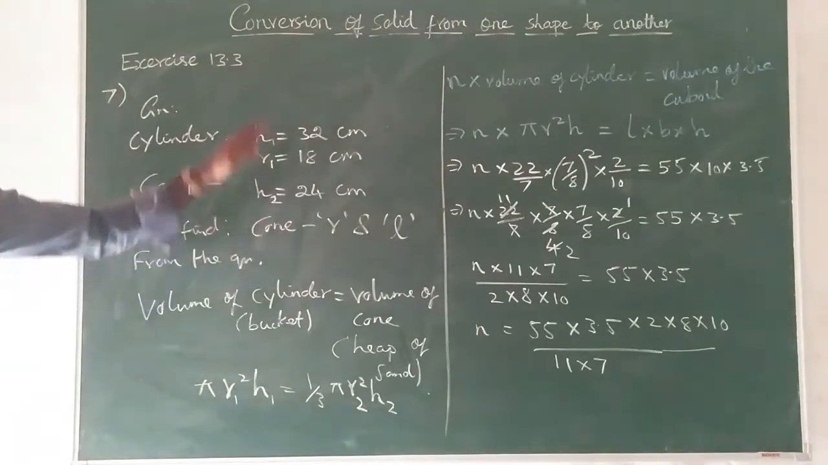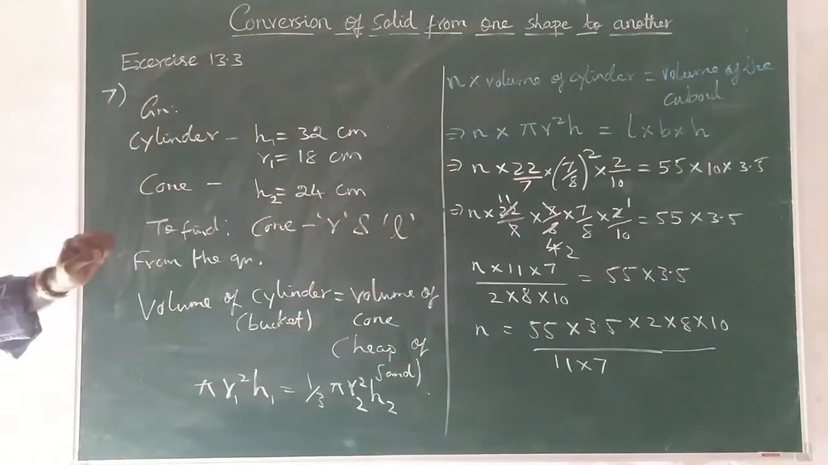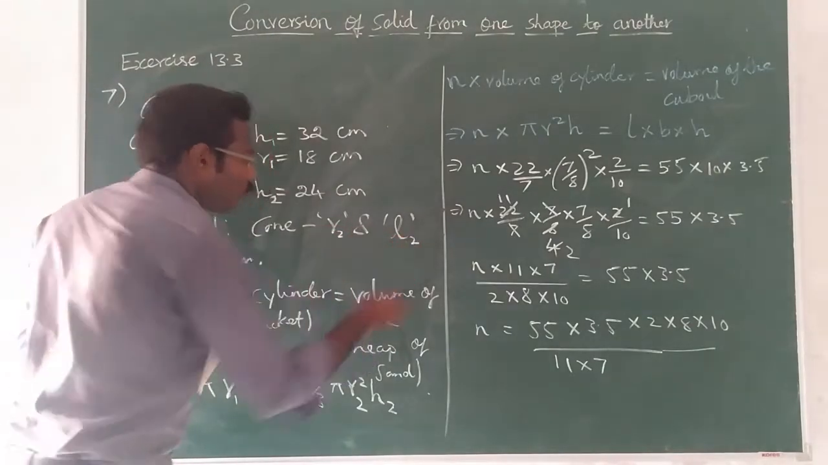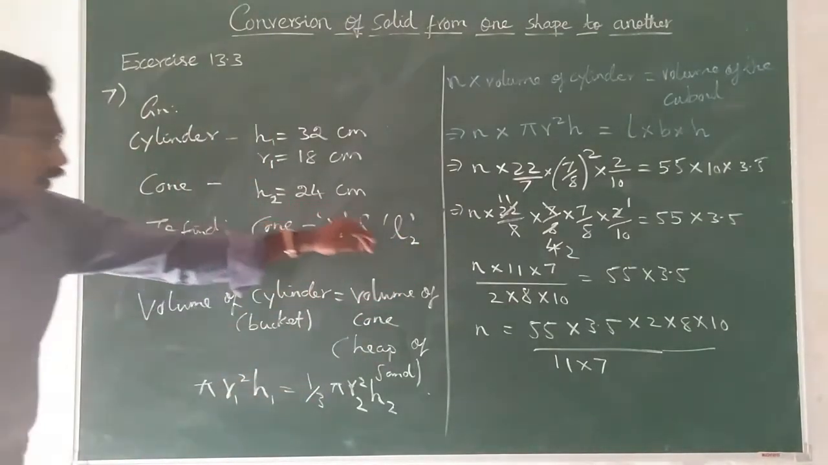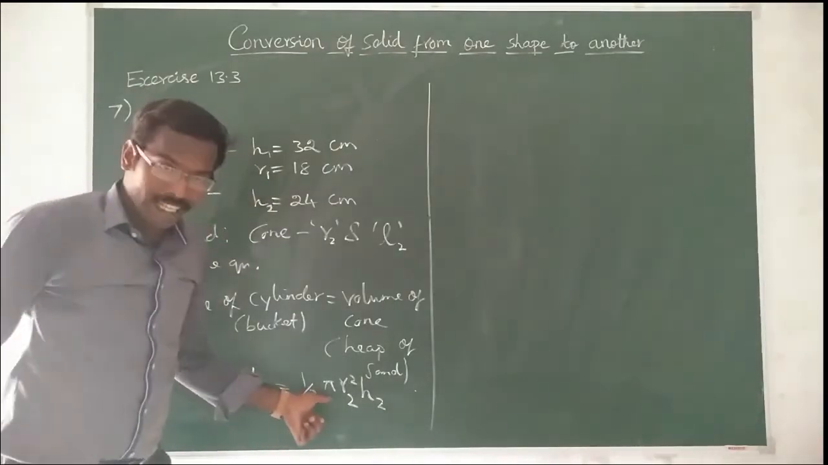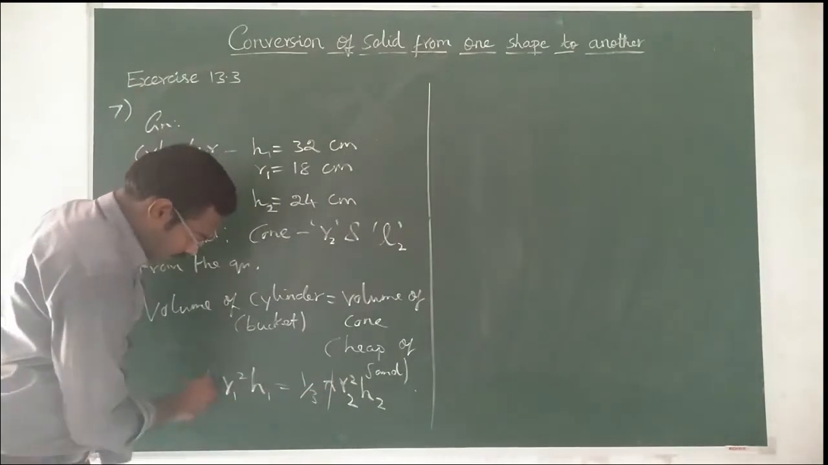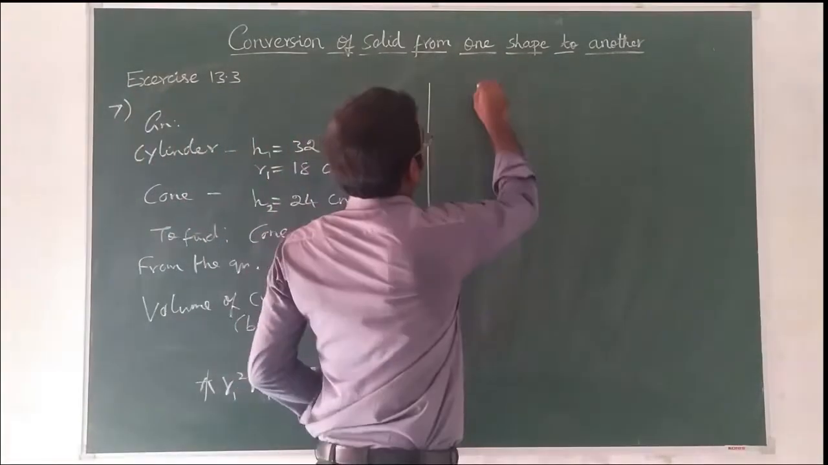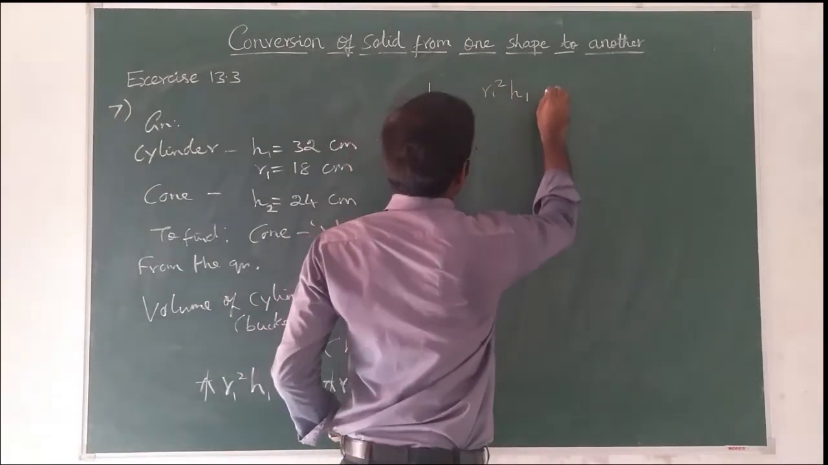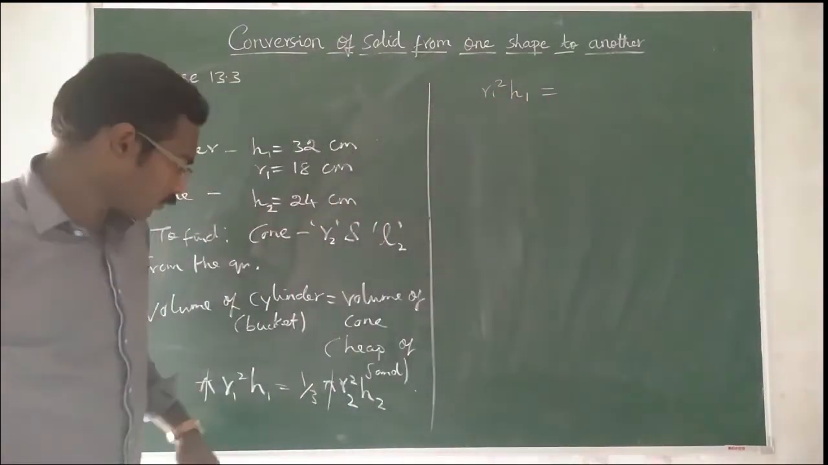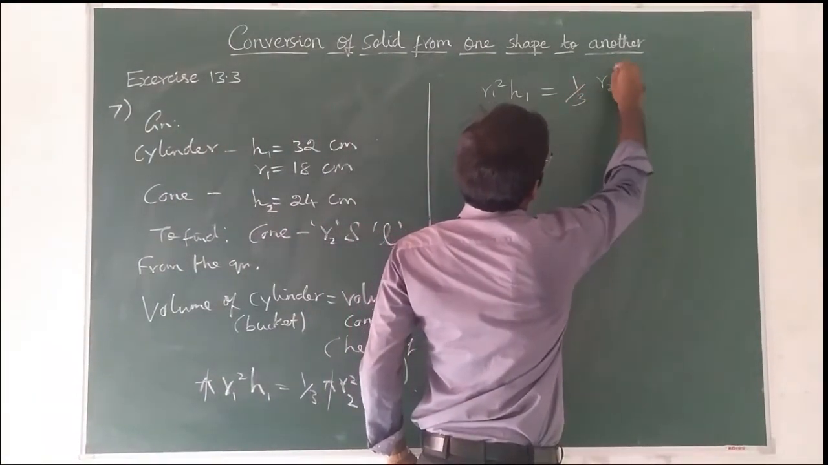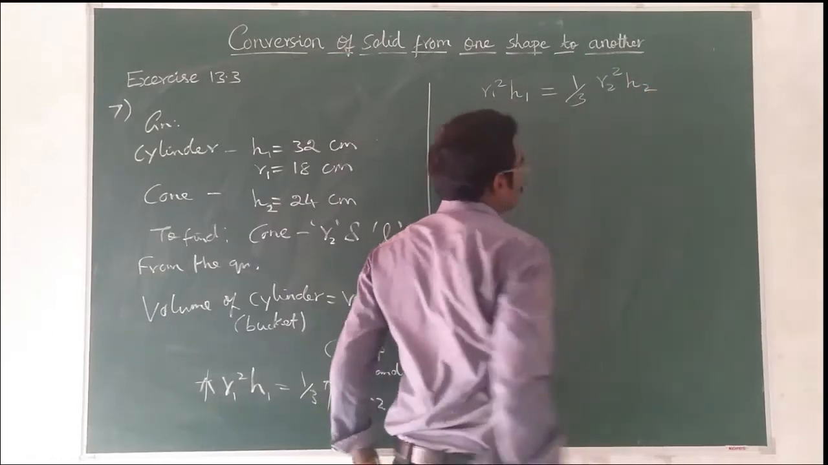Okay. So now we will apply the values and you will get what we want. We want the cone's radius r2 and slant height l2. First we will find r2. Then using a suitable formula we will find l2. Here you see both have pi as common, so we can cancel this pi. Then you will get r1 square h1 is equal to 1 by 3 r2 square h2.